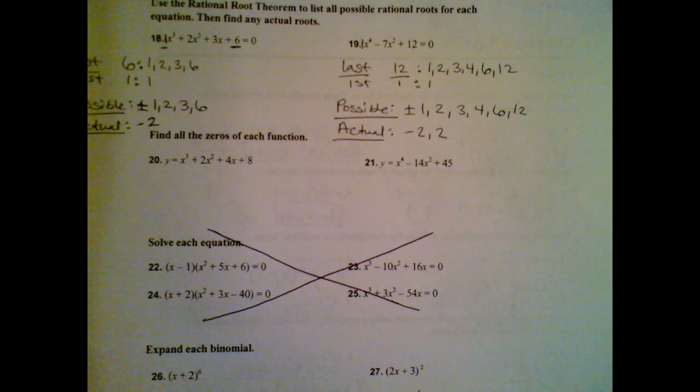For number 20, it says find all the zeros of each function. So whenever it wants us to find the solutions, I would go ahead and graph it. Find the real ones first. You might notice that they're all real, and then you would be done and can move on to the next problem. So for number 20, we're going to go ahead and graph it.